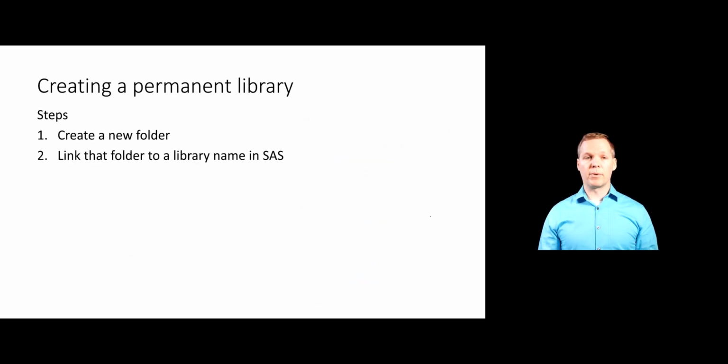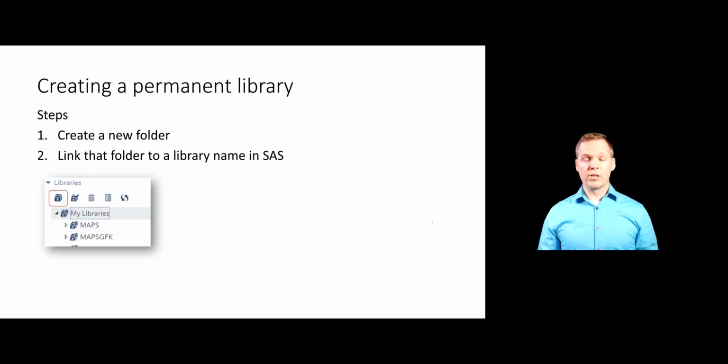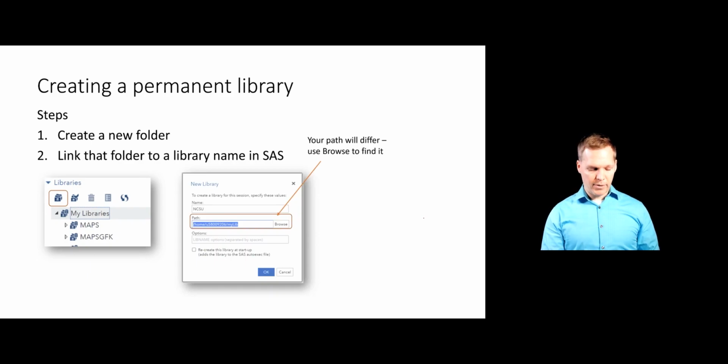So steps to creating our permanent library, we're creating a new folder. Now we just need to link that folder to a library name in SAS so that SAS knows we want to use this as a library. So if we go to the libraries section over there on the left, you will see all the libraries that we have seen before. But you can create a new one by clicking on this button over here.